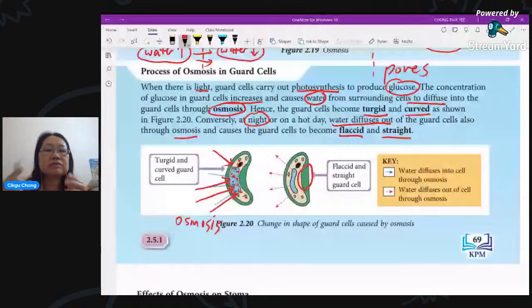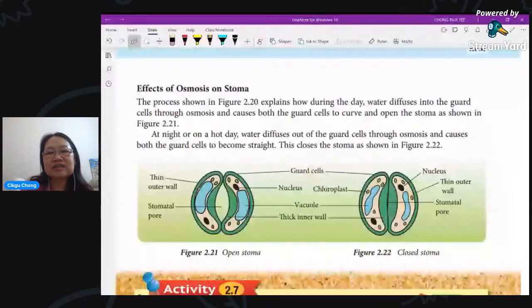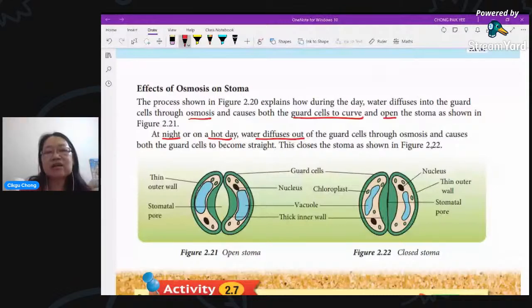So it becomes flaccid. In the daytime, it becomes turgid. You must use the correct terms: turgid and flaccid. Turgid means firm and swollen. Flaccid means limp. This is how we say it, easy to remember. So this is how you can explain it, the same thing I've just mentioned. The process is osmosis. So the guard cells will curve and open in the daytime. On a hot day or at night, the water will diffuse out because of osmosis, and it causes the guard cell to be straight, and it closes the stomata, or the stomata becomes smaller.